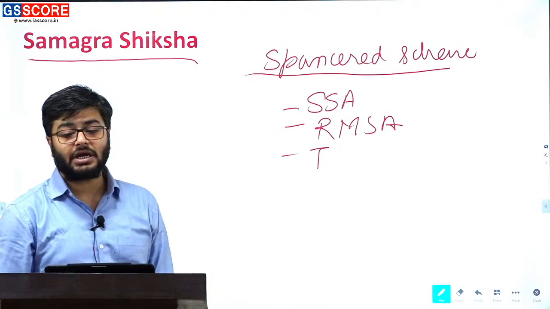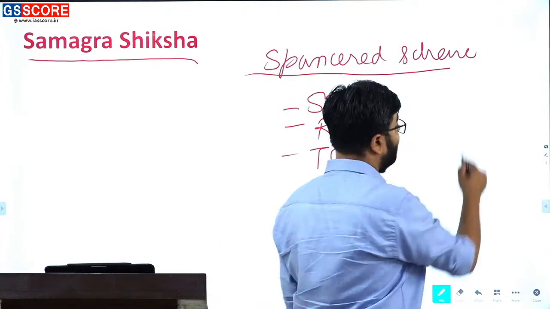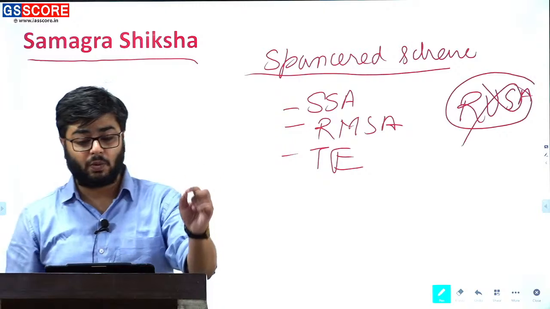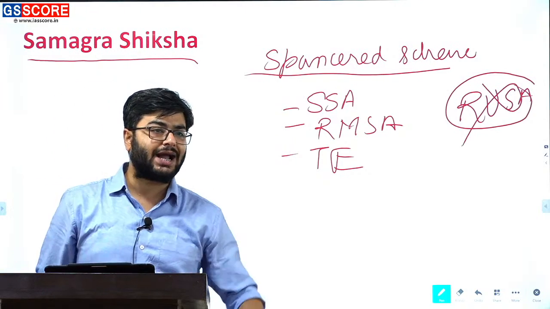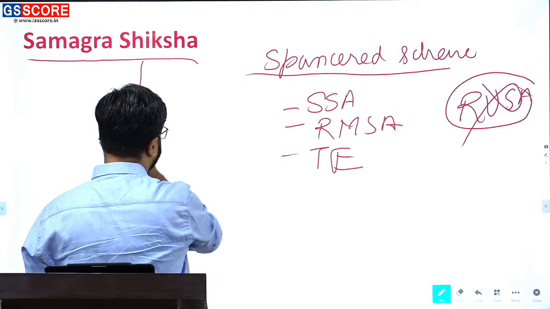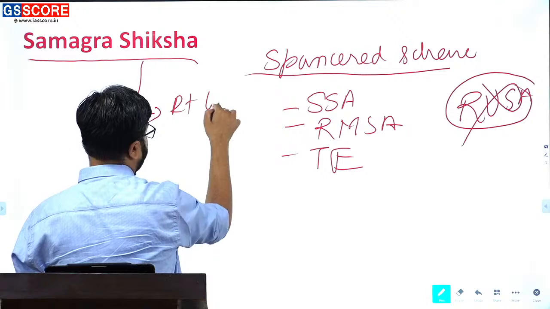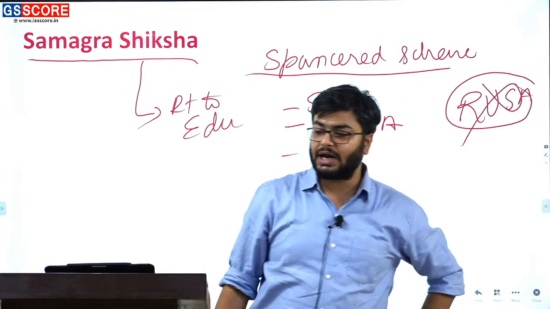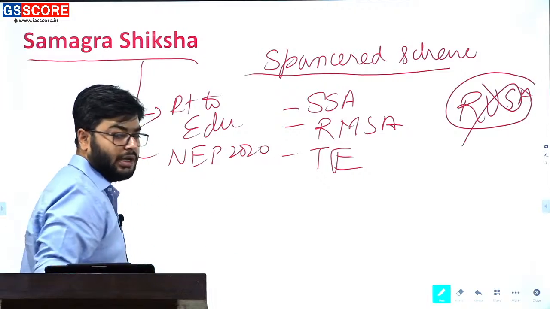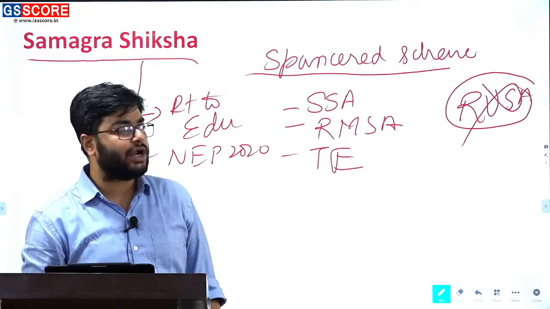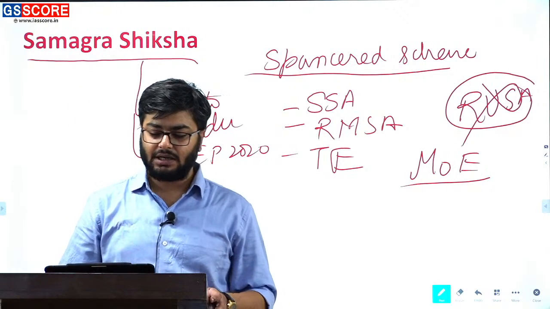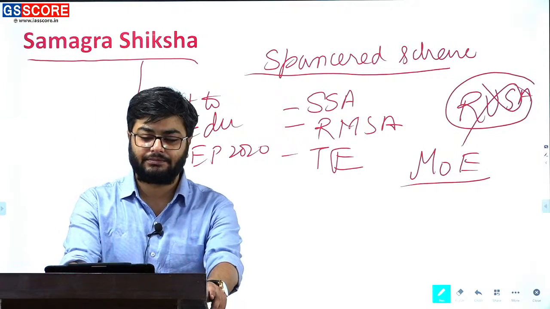and the teachers education, not RUSA like Rashtriya Uchatar Shiksha Abhiyan. No, it is not part of the Samagra Shiksha. So that is one trap, right? So we are looking at it from preschool to class 12th. So in that way it is aligned with the Right to Education and the NEP 2020. Ministry of Education, Department of School Education and Literacy is the nodal agency. Okay?